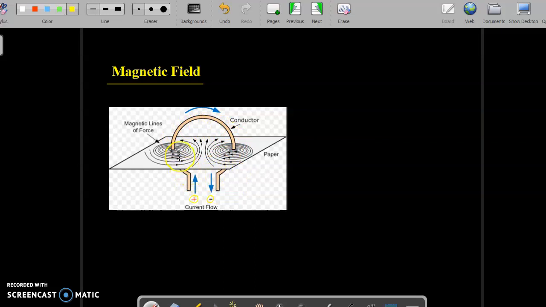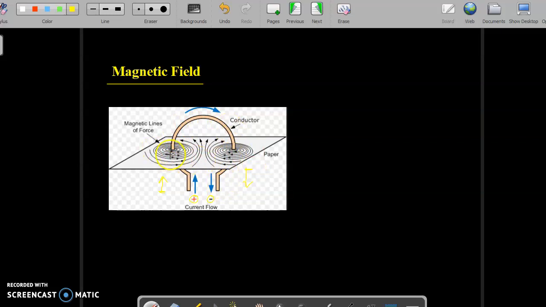When current flows through this conductor, magnetic lines of force completely wrap around the conductor. The direction of the lines of force you can identify with the right hand thumb rule. Here, on one side the current is moving from bottom to top, whereas on the right side the current is moving from top to bottom. So the direction of the lines of force is also changed.